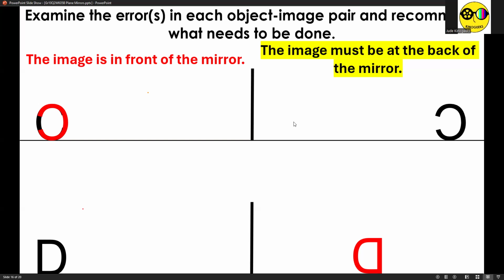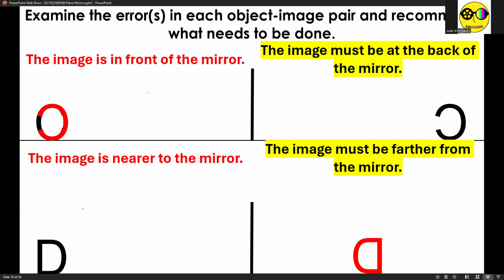For the second example, anong mali diyan? The object is given that distance while the image is nearer to the mirror, no? So hindi pantay yung distance ng object sa mirror versus ng distance ng image sa mirror. So, ano kailangan gawin? The image must be farther from the mirror. We have to move the image a little bit further back, just like that one.